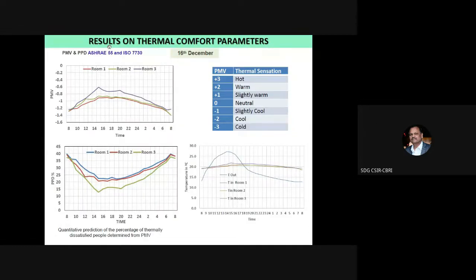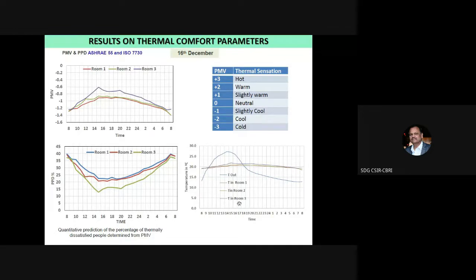Apart from this, we have also started with some thermal comfort measurements. This graph shows the PMV and PPD measurements for room 1, room 2, and room 3, where the predictive mean vote is prescribed in ASHRAE 55 as well as ISO 7730. With respect to the predictive mean vote, we can see the thermal sensation: 0 is neutral, above 0 is considered slightly warm to hot, whereas minus is slightly cool to cold.